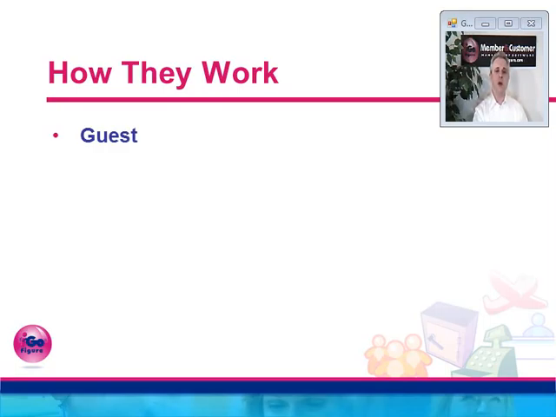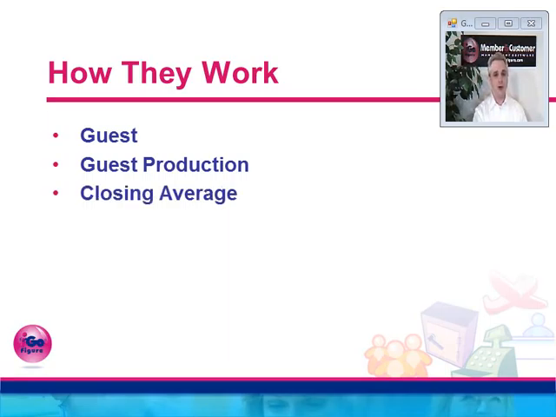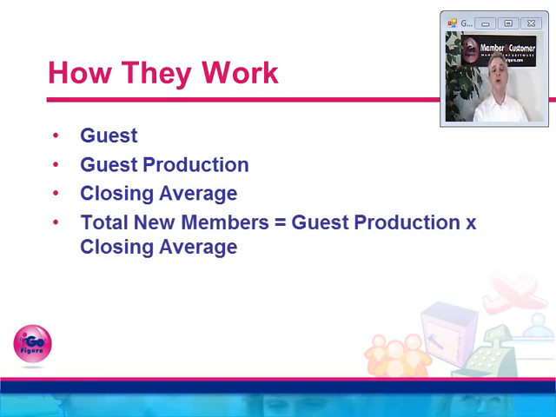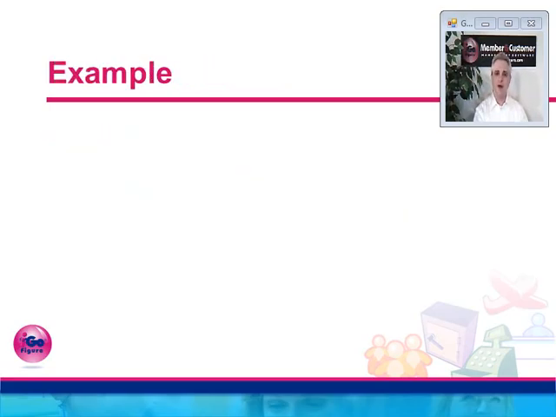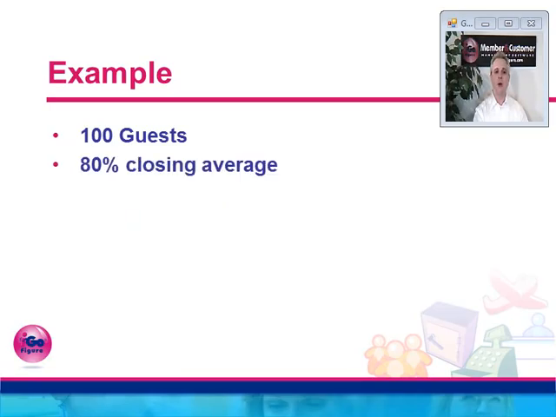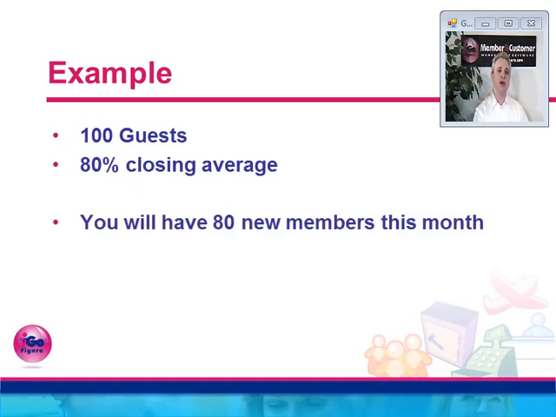Every prospect who walks in your door is a guest. Your ability to get such guests walking through your door is called your success at guest production. The percentage of your guests who join is called your closing average, and obviously the higher the better. Now, if you take your guest production times your closing average, that equals your total new members. Let's take a look at an example. In a given month, you have 100 guests who have come through the front door. Your closing average is 80%. You are going to have 80 new members this month.